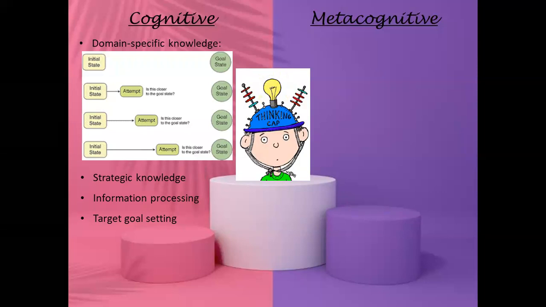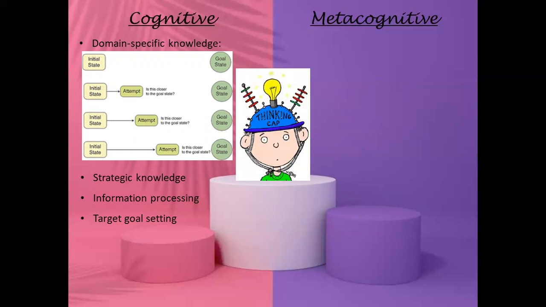After the domain specific knowledge, we will be having the strategic knowledge and then information processing up to the target goal setting. So for these four, it is just the four easy steps inside your thinking cap.